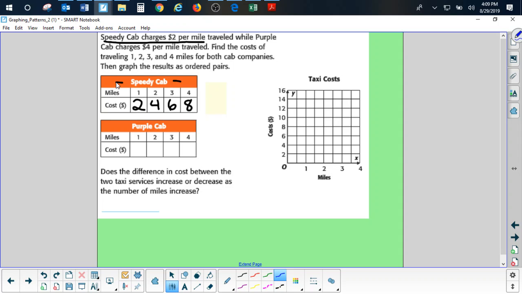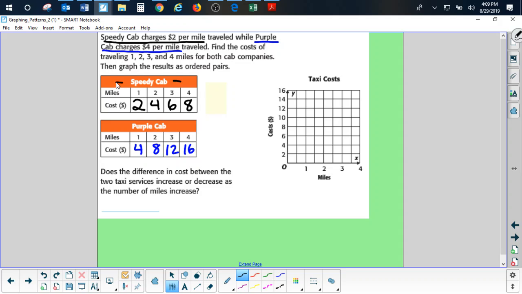For Purple Cab, we know that Purple Cab charges $4 per mile. So for the table, if we traveled 1 mile with Purple Cab, that would cost $4. 2 miles would be 8. 3 miles would be 12, and 4 miles would be 16. So we've created our table with the information given.